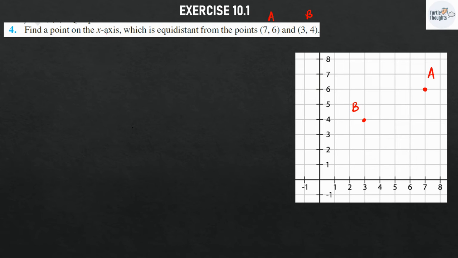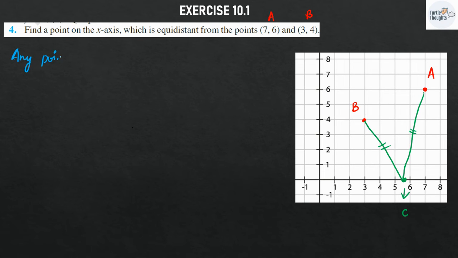We have to find a point on the x-axis such that it is equidistant from both the points. What does it mean? It means that I can choose any point on the x-axis. Say this is C. Now the distance BC and AC should be equal. That is what equidistant means. What will be the coordinates of C? That is the question. Now I will start the question by writing that any point on the x-axis can be written as (x, 0), right?